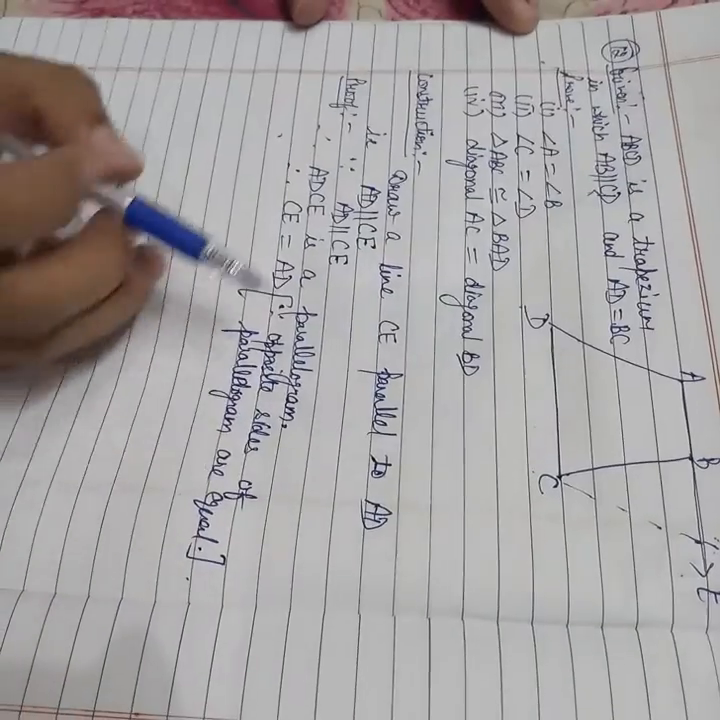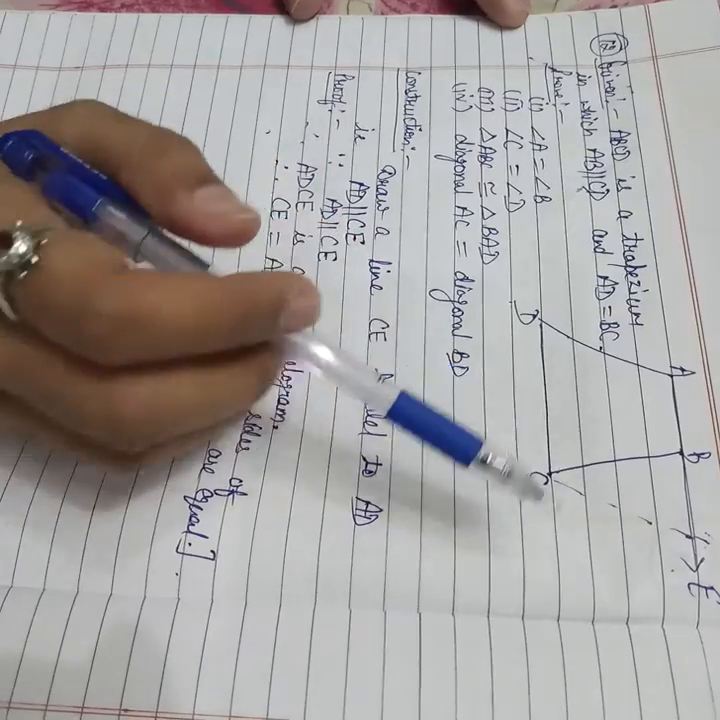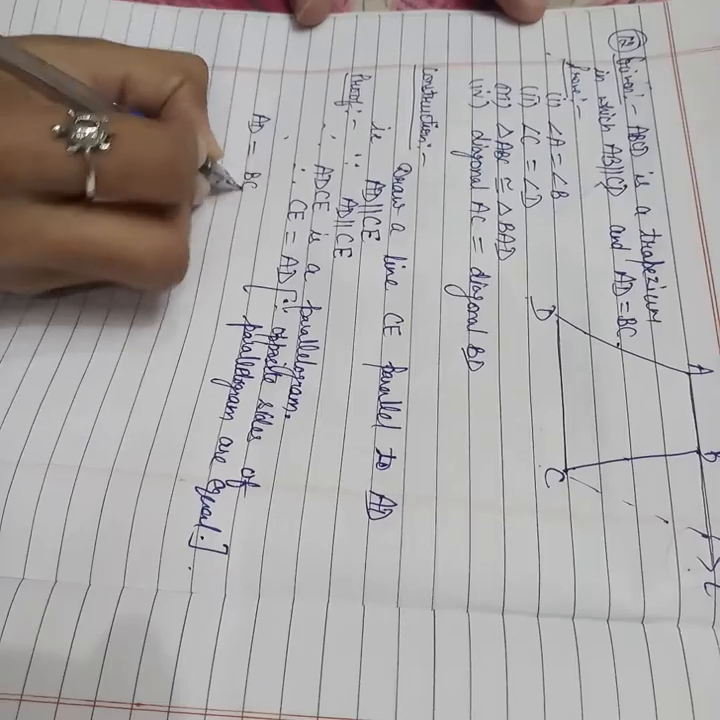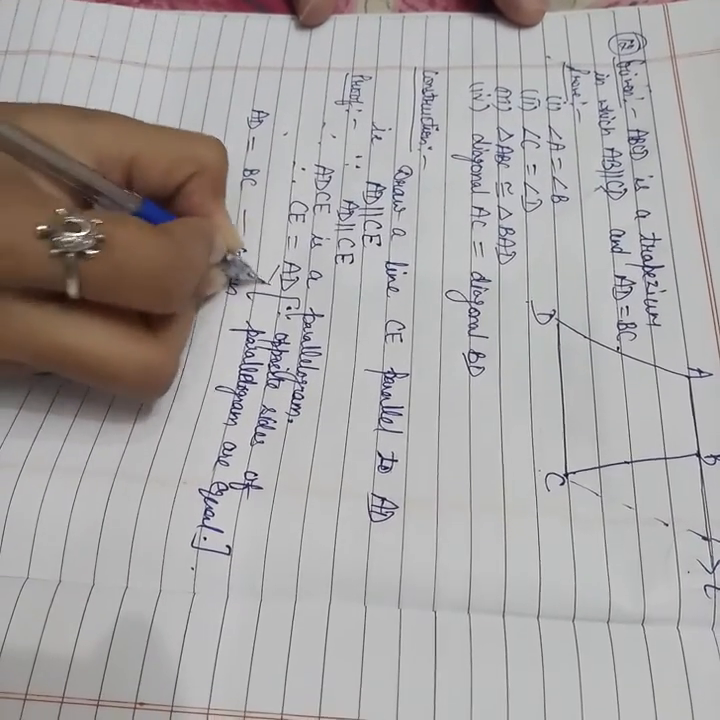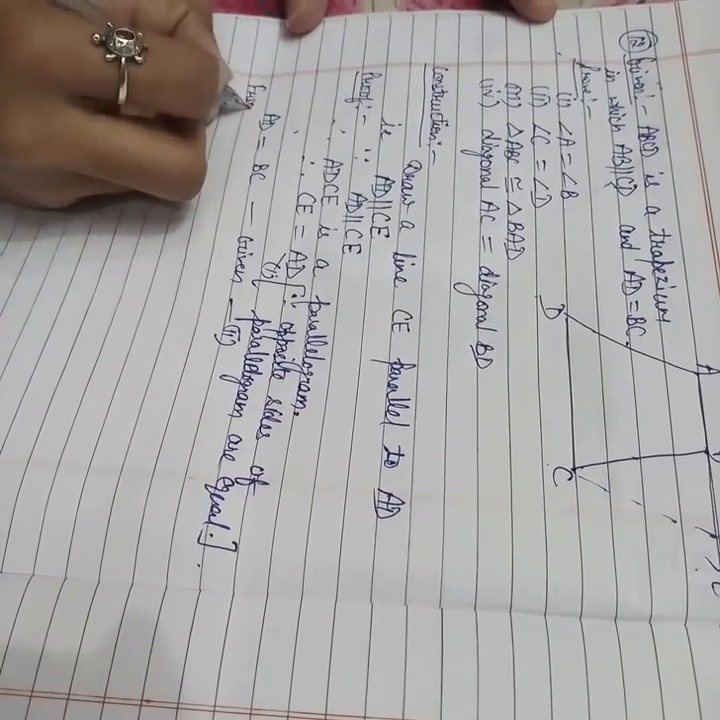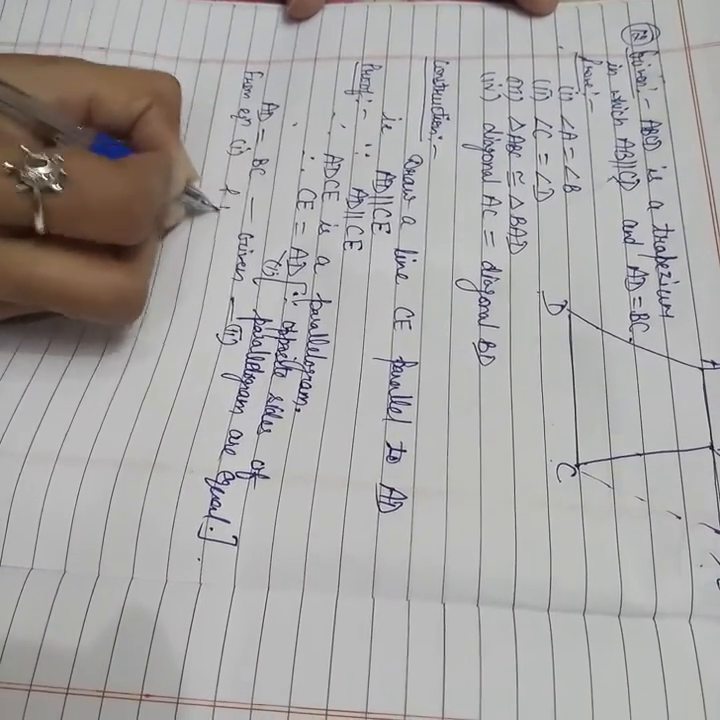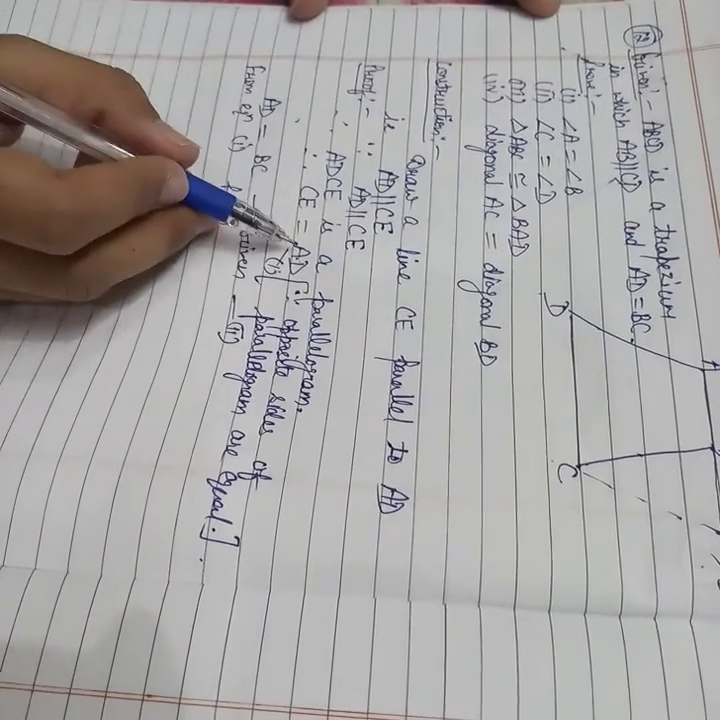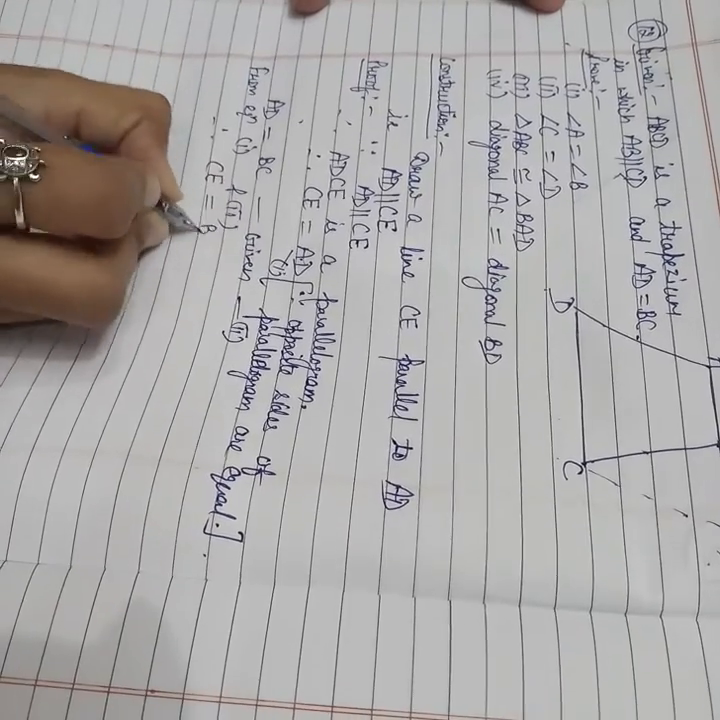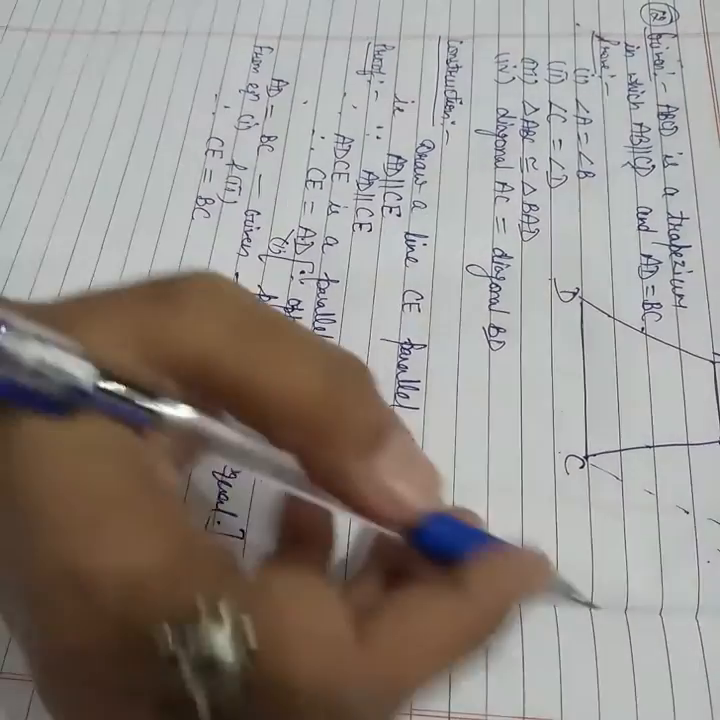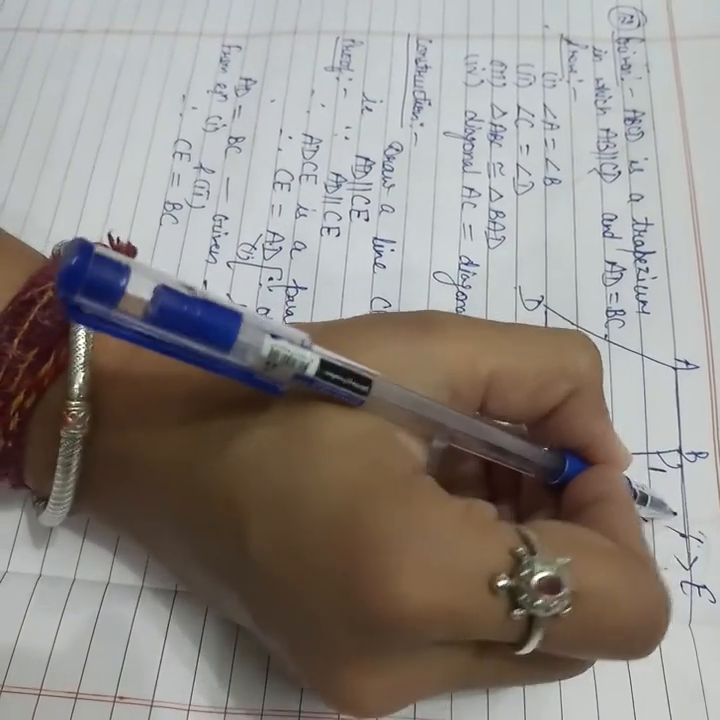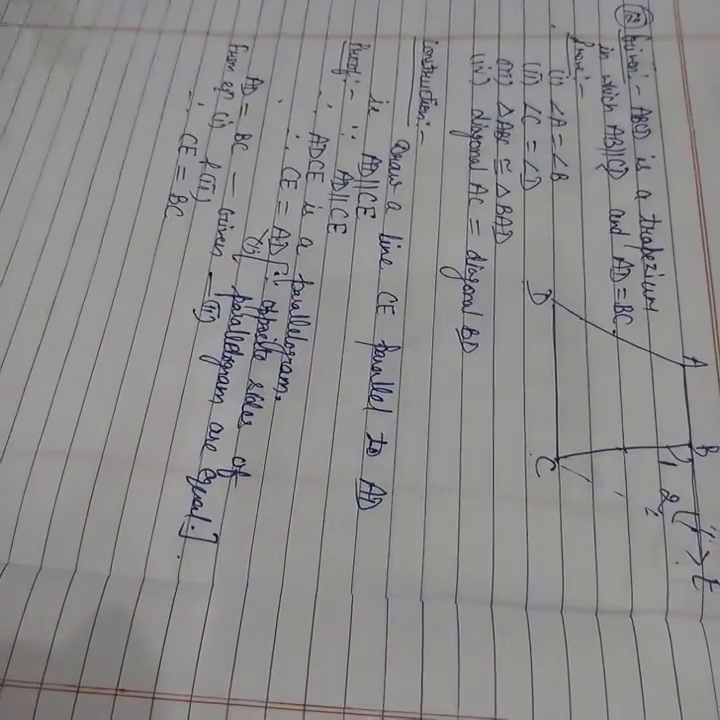Now AD equals BC, given. Let this be equation first and this equation second. From equation first and second, CE equals AD equals BC, therefore CE equals BC. Now CE equals BC, therefore let this be angle 1, this be angle 2.